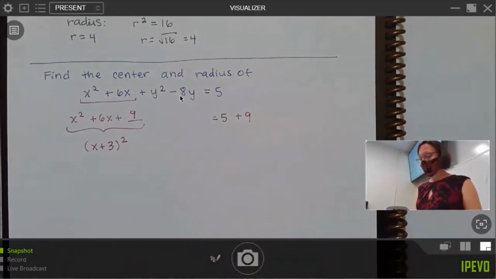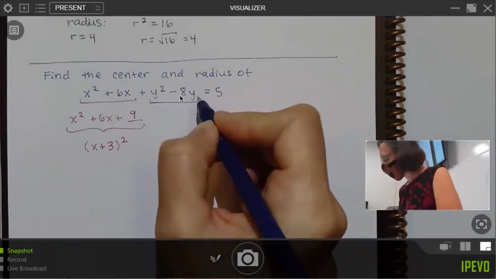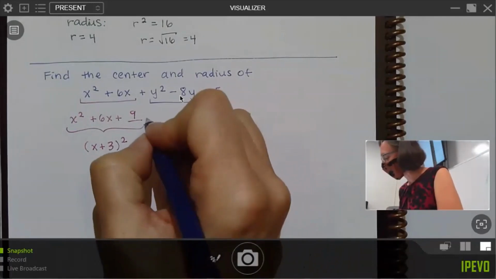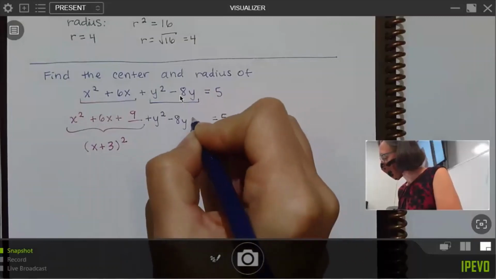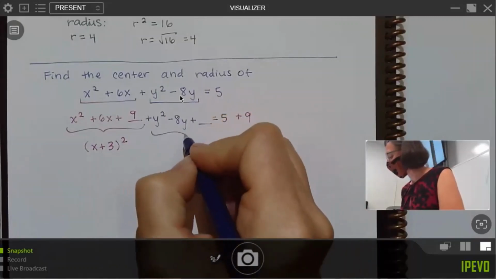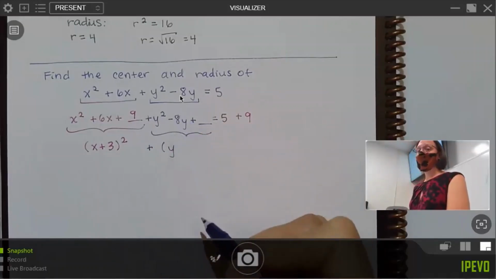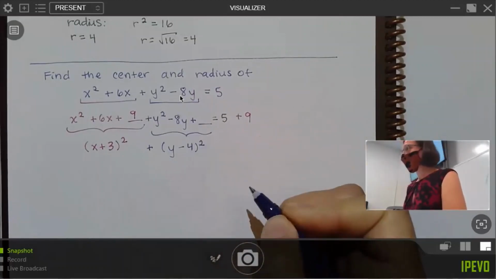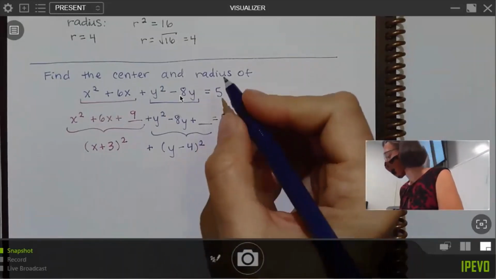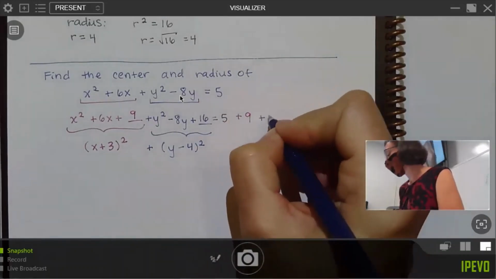Then I'm going to repeat that with the y values. So I'm going to look at the y part, the y^2 - 8y. And I'm going to go, okay, if I have y^2 - 8y, what would I add to that to make it a perfect square? I take half of the coefficient on y. So half of -8 is -4. And when you square -4, you get 16. And in order to not change the problem, I'm going to add 16 to the other side.